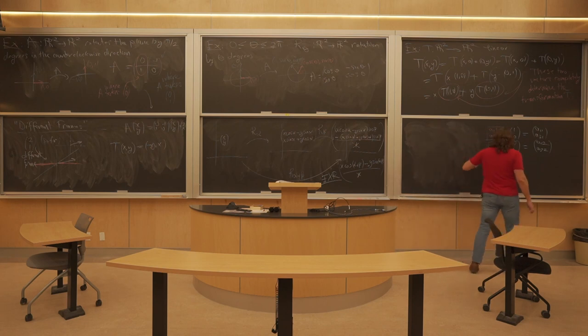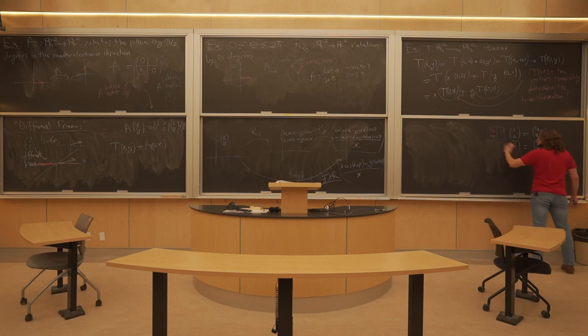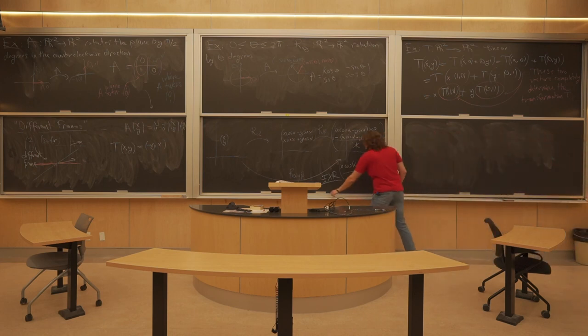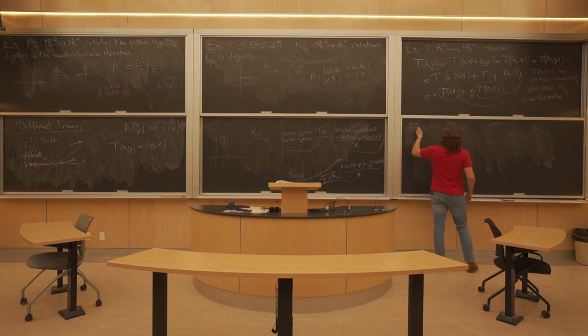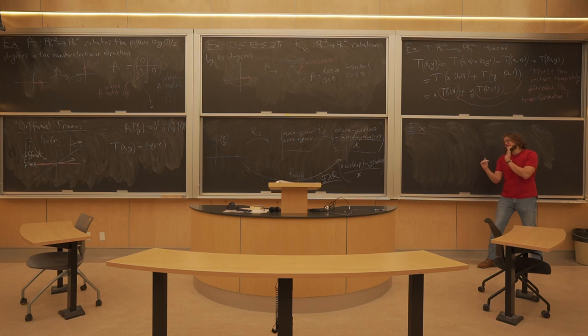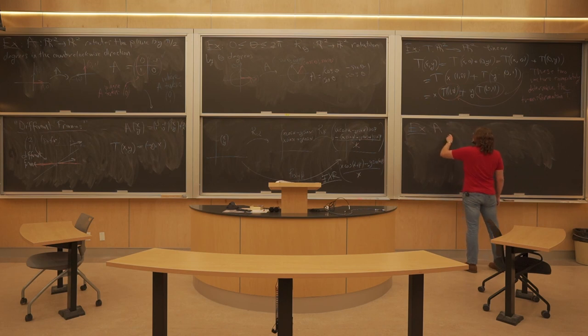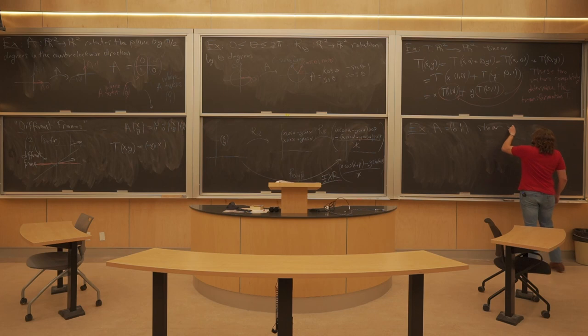Now, there's a third type of transformation that is very important. It's called a shear. And shears typically fix one of the coordinates, and the other coordinate, it moves a little bit. It shears the other coordinate. So consider this, 1, 1, 0, 1. This is a shear. Shear y-axis.